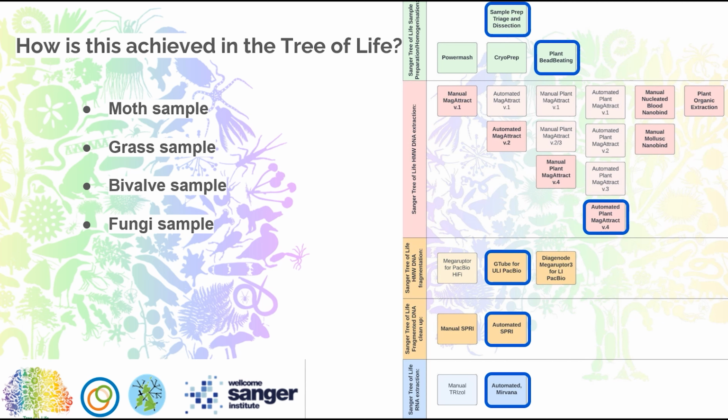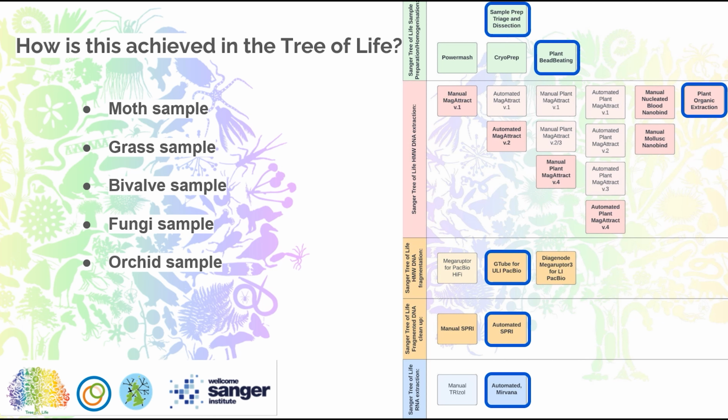And then an orchid sample. So an orchid here is an example of a challenging plant to sequence, and I will say that not all orchids are going through beautifully just now. But difficult to extract plants go through our plant organic extraction method. We have found that without this extraction method, we do sometimes see failures actually at all points in the process. So moving on to the organic extraction method has been really helpful.